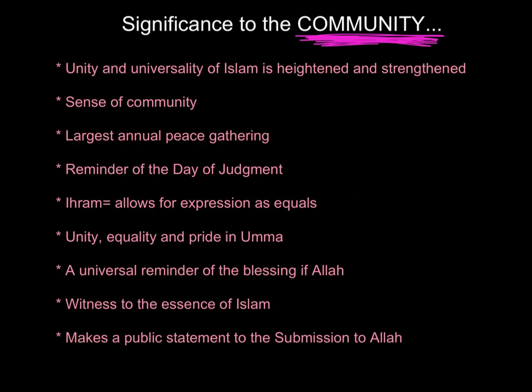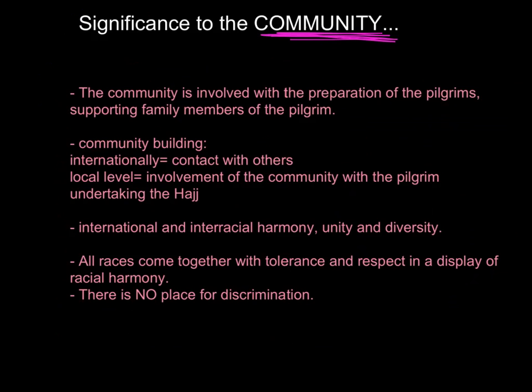The Hajj acts as a universal reminder of the blessing of Allah on humanity, of our diversity and the brotherhood to worship one Allah. The Hajj is an expression of submission to Allah, and when undertaken on such a large scale with such widespread attention, it provides an important witness to the essence of Islam and makes a public statement to the submission of Allah. The Muslim community is found in the way that it inspires others.